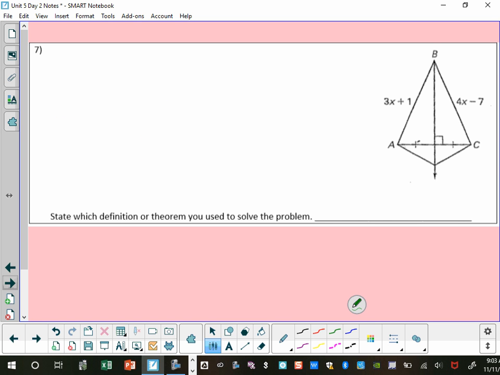All right, last one, number 7. I have a perpendicular bisector again. So what do I know about these two sides? They are congruent. That's how I set up my problem. 4x minus 7 equals 3x. All right, I want you guys to solve for x.